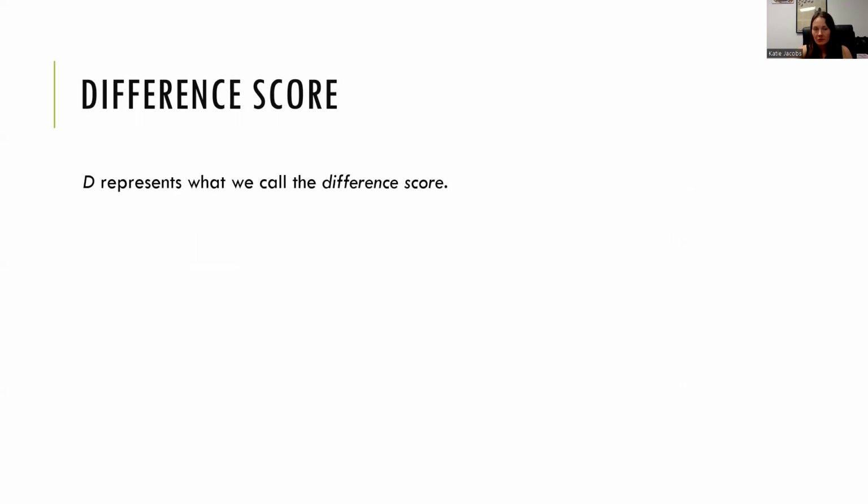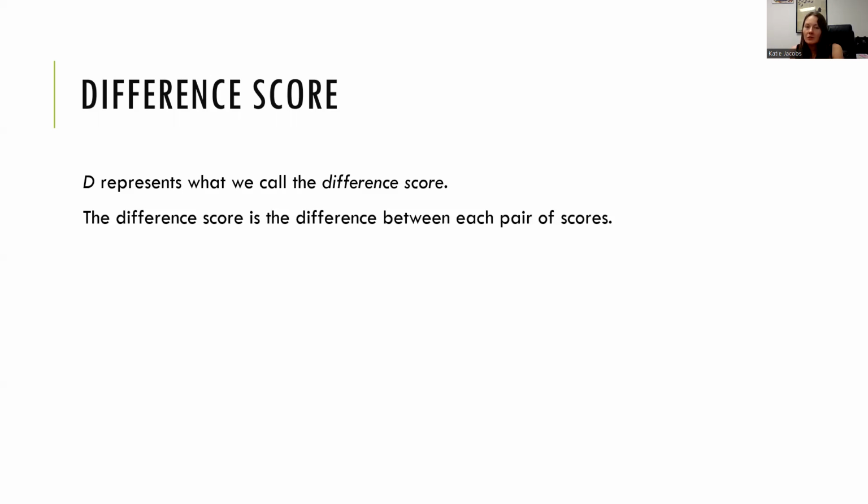First, what we have to do is calculate our different scores. Something that's really frustrating, if I'm going to be honest, is that capital italicized D represents our difference score. This is unfortunate because this is also the symbol for deviation score that we learned earlier on in the semester when we started learning about standard deviation, variance, and mean absolute deviation. Okay. So the difference score, however, is the difference between each pair of scores.